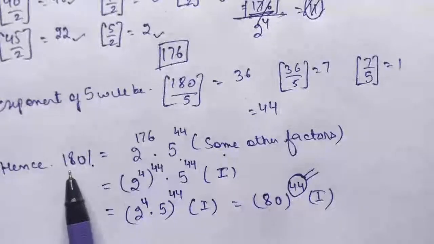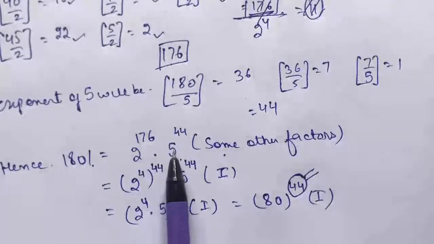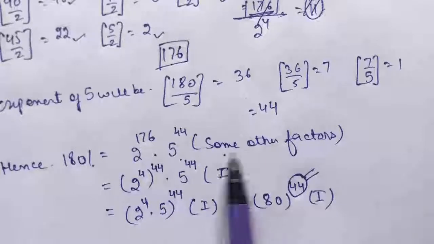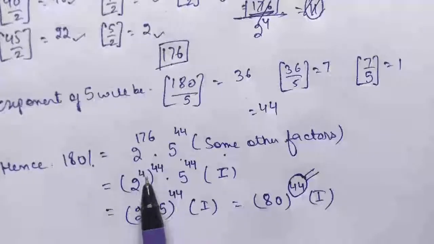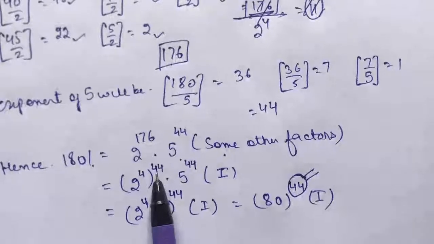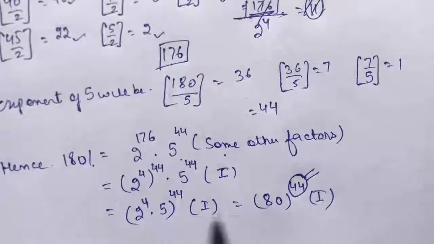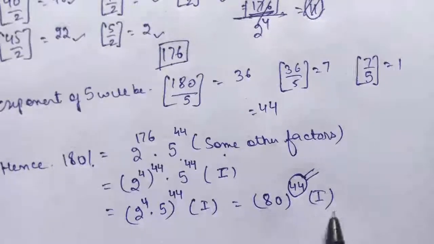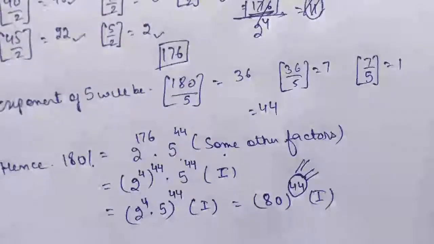Then simply what we did, we have written 180 factorial as 2 raised to the power 176 and 5 raised to the power 44 into some other factors. Now this 176 could be written as 2 raised to the power 4 into 44. Means this is repeated 44 times and 5 raised to the power 44. This combined gives me 80 raised to the power 44 into I. So means the exponent of 80 is 44 over there.